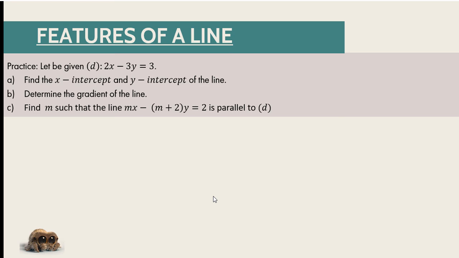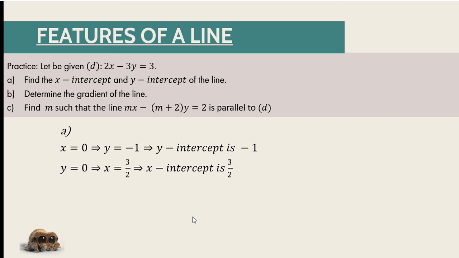Okay, now let's have some practice. Let be given D: 2x minus 3y equals 3. Find the x-intercept and y-intercept of the line. Determine the gradient of the line. Find m such that the line mx minus (m plus 2)y is equal to 2 is parallel to D.